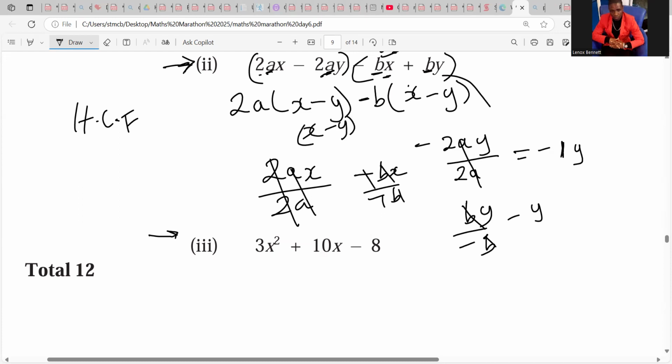And what is outside, which is the 2a minus b, that would be our answer. The one here now, factorize, right? By the factor method. If the factor method can't work, guys, in the exam, use the quadratic formula. Everyone should be able to use the quadratic formula as well.